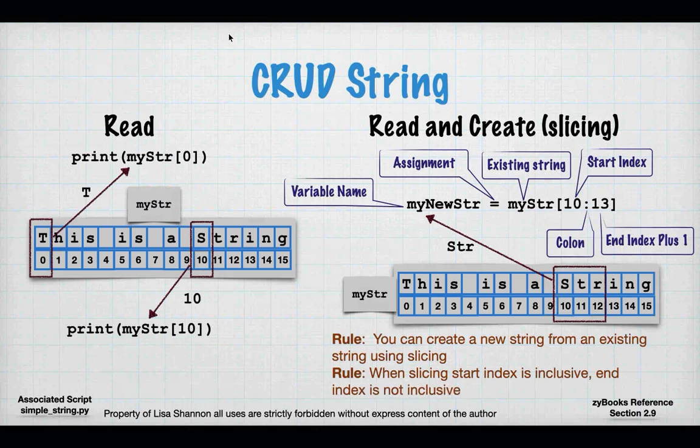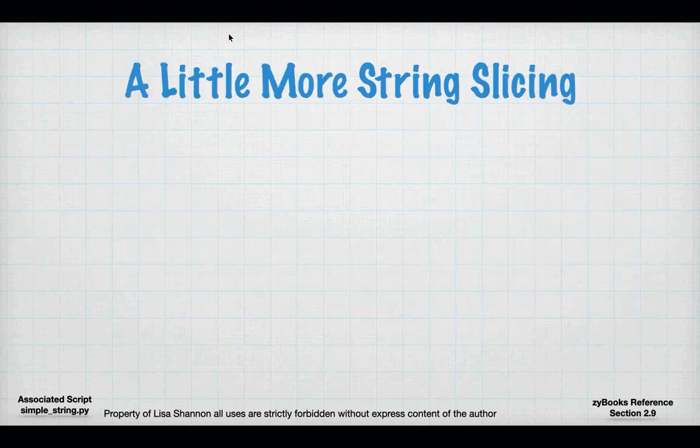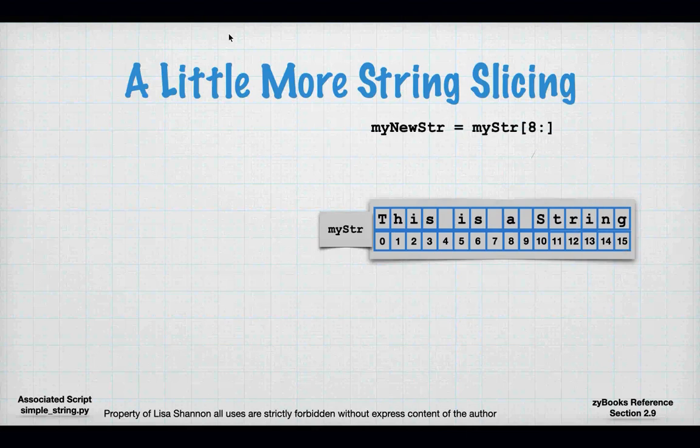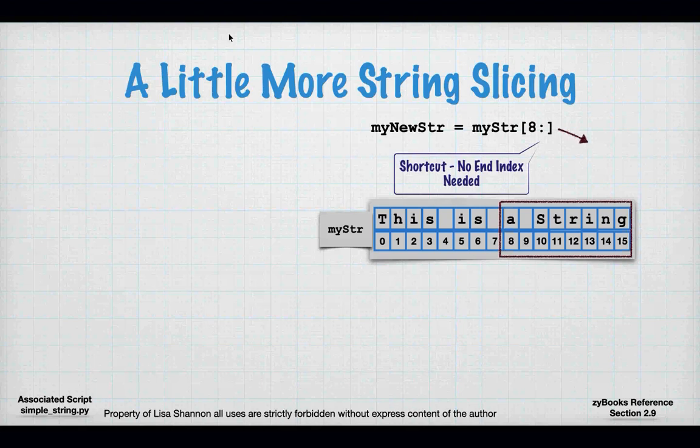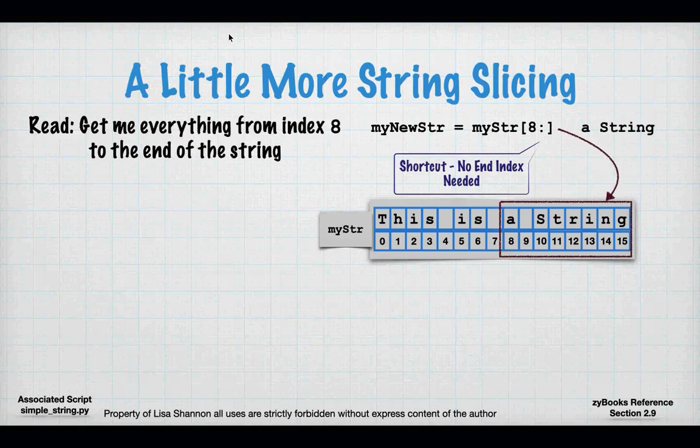So you can create a new string from an existing string using slicing. When slicing, the slicing start index is inclusive, the end index is not inclusive, and it's always start index colon end index. Okay, a little more string slicing. So there's some more things you can do. There's some shorthand. So no index at the end says get me everything from index number 8 to the end of the string.